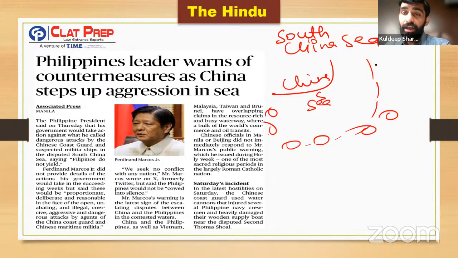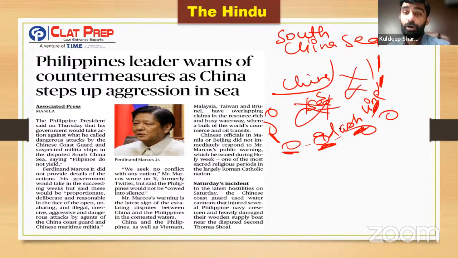In historic maps of China, nine dashes have been found, and this is known as the nine-dash line. China claims the whole of the South China Sea inside this nine-dash line as part of China, as a sovereign territory of China.